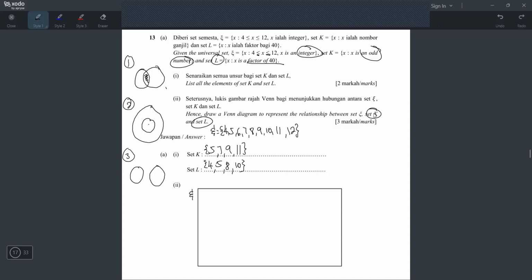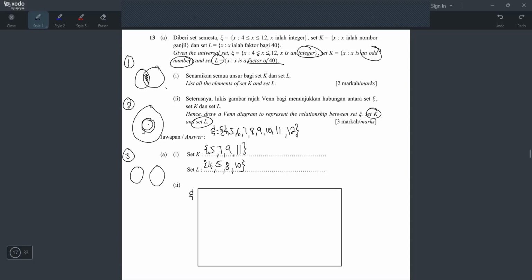So you tell me, for set K and set L, do we have to draw it like this, or like this? The first one, second, or the third one? 1, 2, or 3? You have to draw it like number 1. When will we draw number 2? Number 2 is when all the elements of set K are in set L, or all set L elements are in set K. Then we draw number 2.